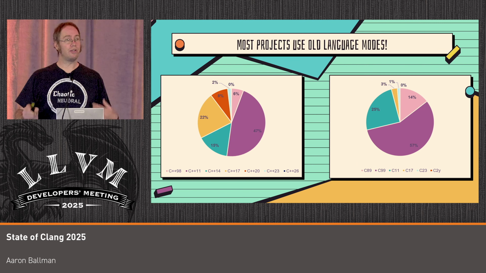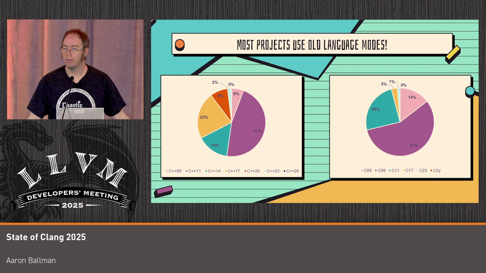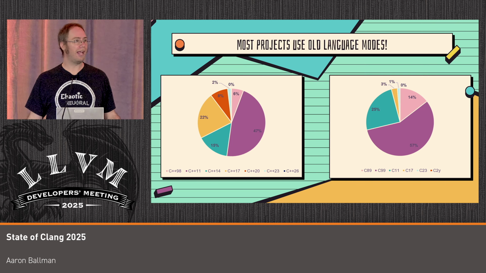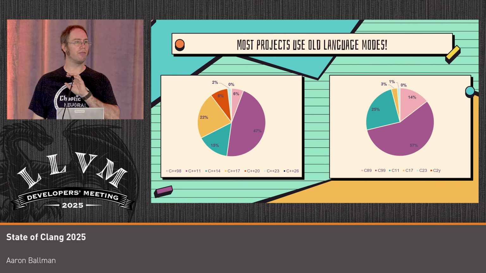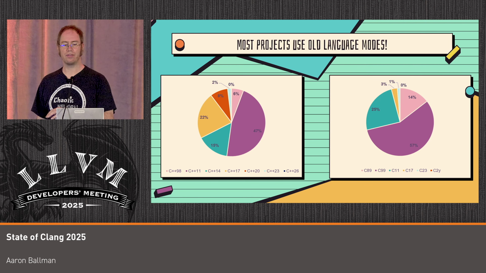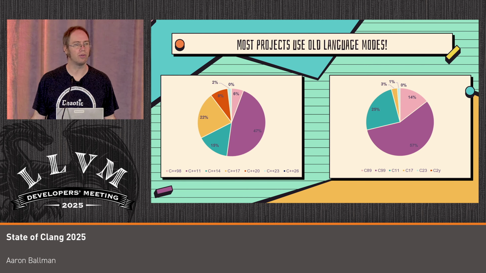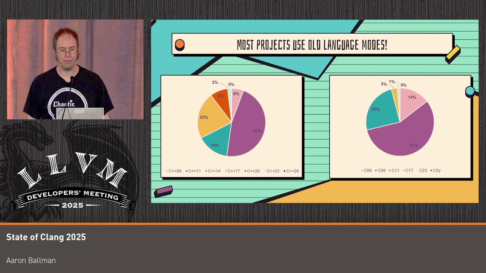And then switching gears a little bit to our users. What language modes do our users use? Now, one caveat to this is this data is all gathered from SourceGraph, so it is skewed massively towards open source projects. We obviously don't have any insight into what people are doing with their proprietary code bases.